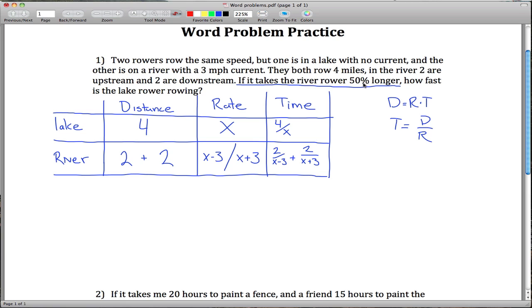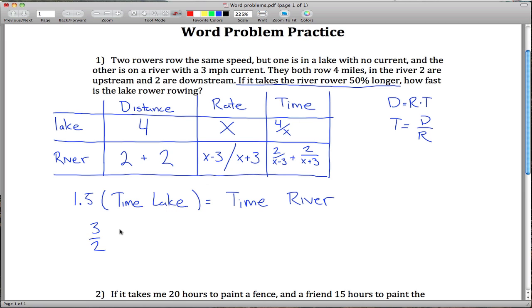It takes the river rower 50% longer. That is maybe the time on the lake times 1.5 is going to be equal to the time on the river. If you're not sure which side to put this 1.5 on, think about it like this: it takes the river rower 50% longer, so the river rower's time should be bigger. So we're going to multiply this by a number bigger than 1, which makes it bigger. That's saying this right here is bigger than this right here. So anyways, 1.5, maybe we'll call it 3/2.